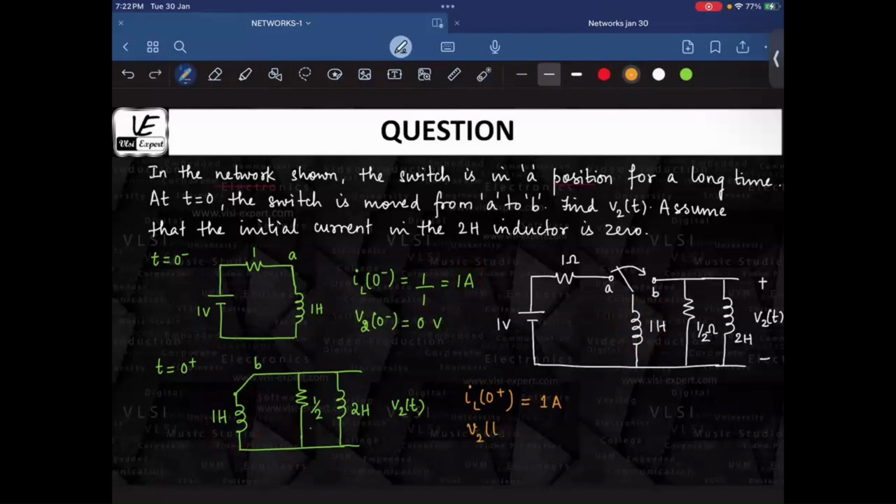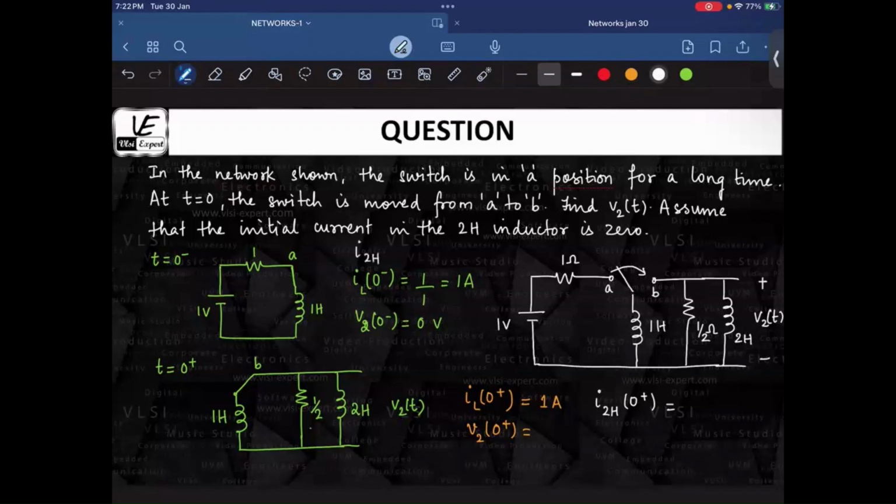V2 of 0 plus? 1 by 2 volt. Why is it 1 by 2 volt? Because the 2 Henry inductor will act as an open circuit, so 1 ampere current will flow through the half ohm resistance. V equals IR, 1 by 2 into 1 is 0.5 volt.